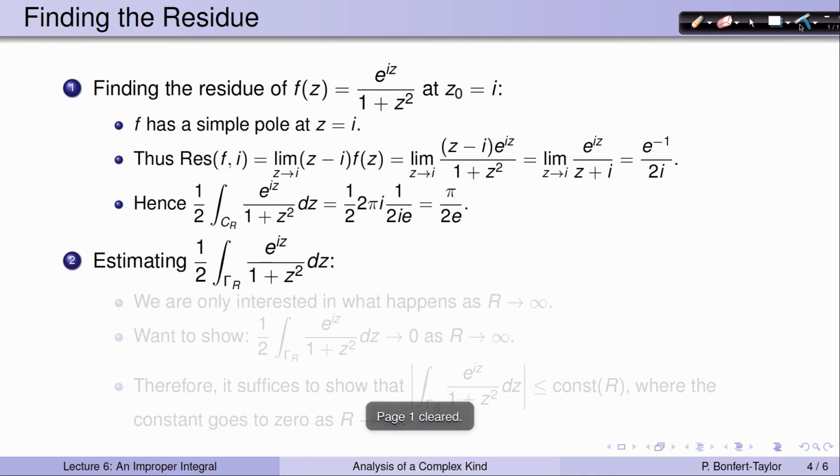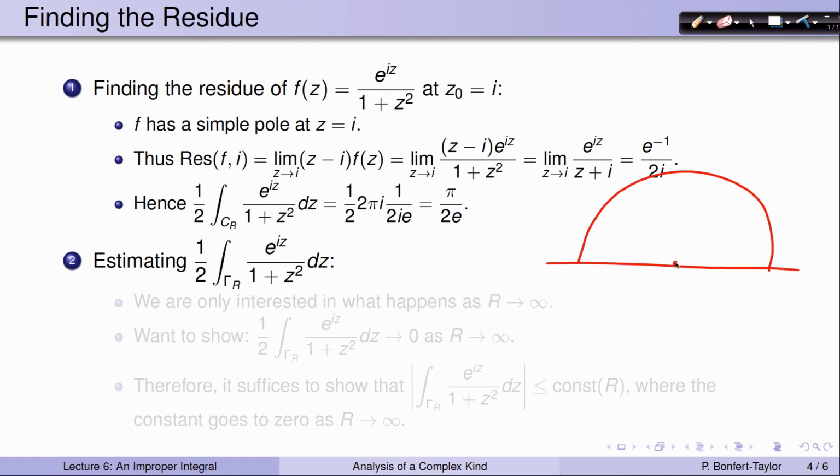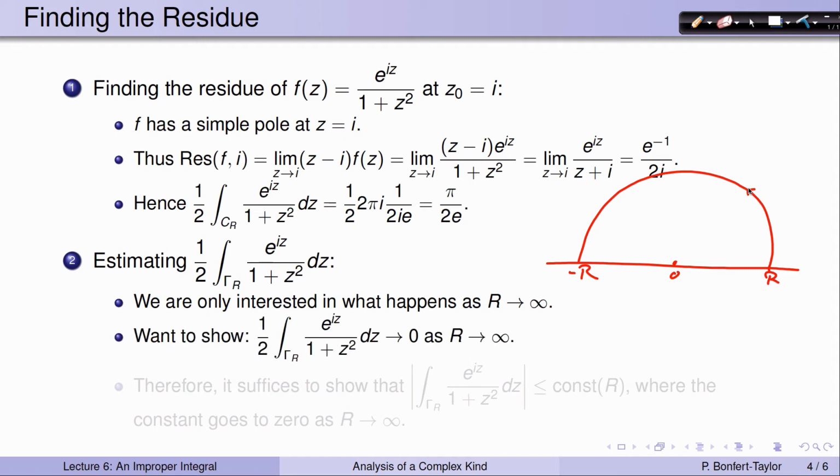Next, I need to estimate the integral over the semicircle gamma r of my function f. Remember, gamma r was simply the semicircle of radius r centered at the origin. Plus, we're only really interested in what happens when r goes to infinity. What we want to show is that the integral actually goes to 0 as r goes to infinity, so the rest doesn't really matter at all.